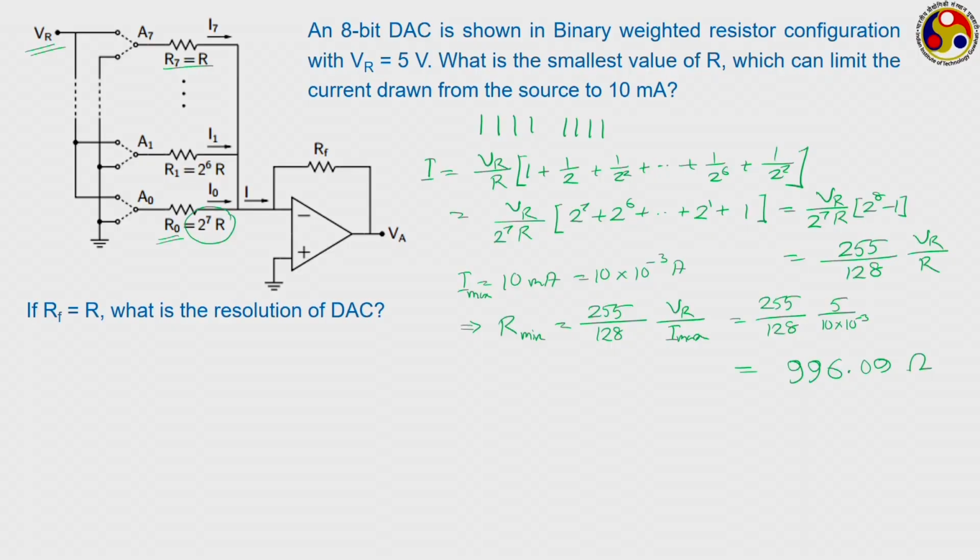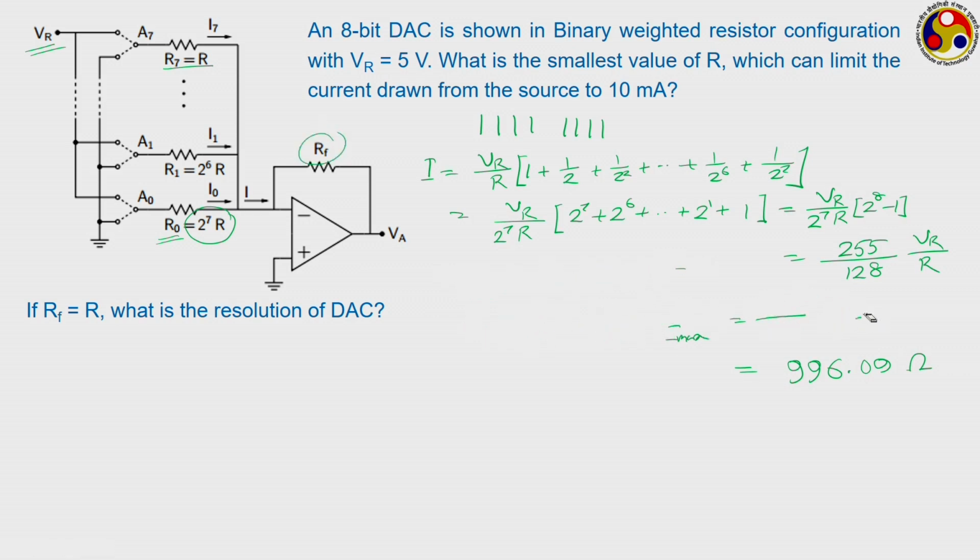Let us extend this problem a bit. Next problem is, if RF is equal to R, what is the resolution of this DAC? This particular RF is given to be equal to R. Now, we have to calculate the resolution of this DAC. How can we calculate the resolution? What does the resolution refer to?